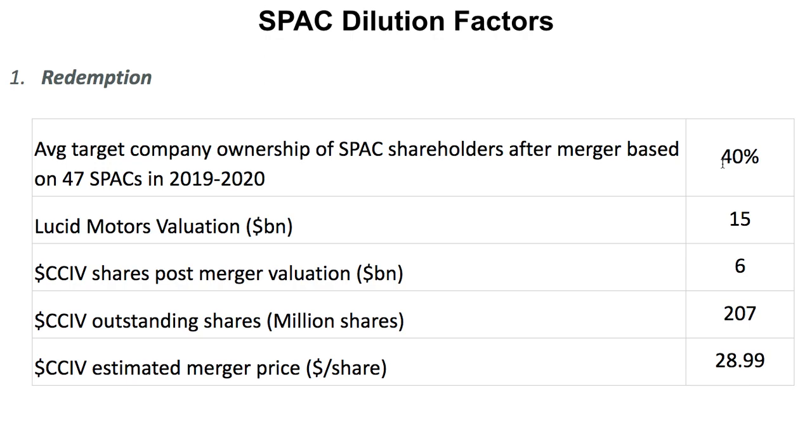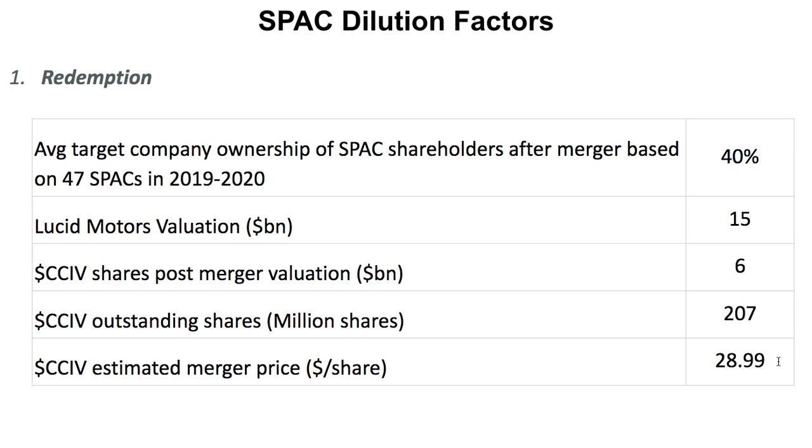Here I'm just putting CCIV as an example. Today is February 19, 2021. The rumor is Lucid Motors and CCIV are confirmed to merge. Right now, based on Bloomberg's news, Lucid Motors is shooting for a $15 billion valuation upon this merger. Based on the study, on average, 40% of the valuation will be left for the SPAC name. So $15 billion multiplied by 40%, you will have $6 billion of valuation for CCIV after the merger. Currently, CCIV has 207 million outstanding shares. So we can divide $6 billion by 207 million shares, and we'll get $29 a share.